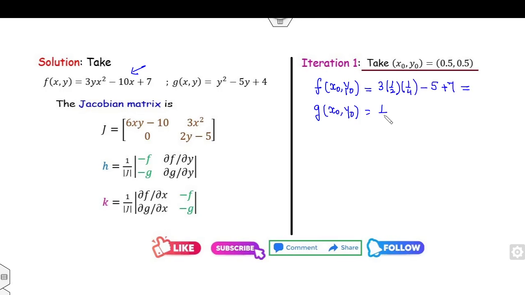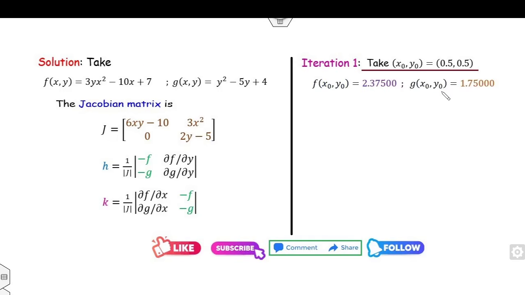Fine. Similarly for this case, it's 1 over 4 minus 5 over 2 plus 4. You can solve this calculation and you will get the answers 2.375 and 1.75. Step number 2, you can find the Jacobian matrix and find the determinant of the Jacobian matrix.